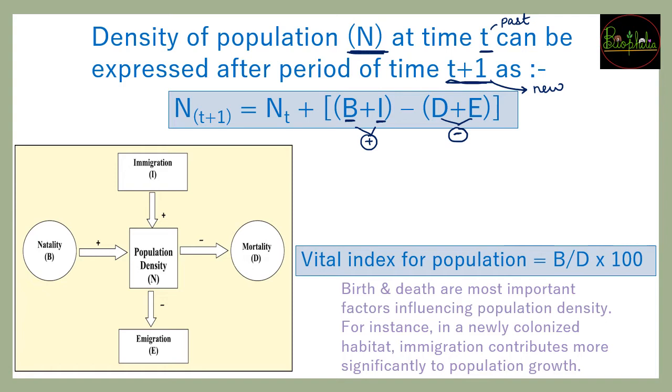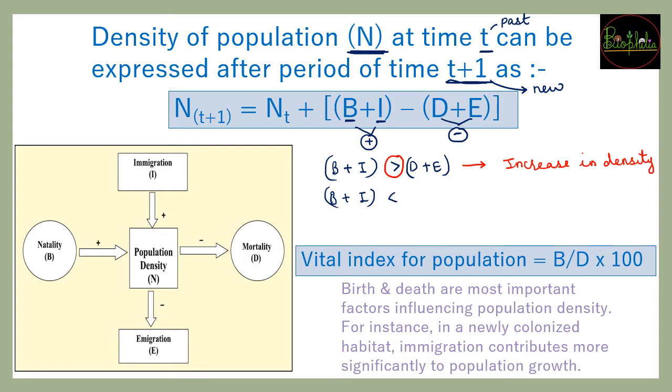So here you can have two conditions. If B plus I is more than the deaths and emigration, then what is going to happen? Once the births and immigration are more, the population is going to increase, so there will be an increase in density. And once the case is opposite, where the births and immigration are lower than the deaths and emigration, the population density is going to decrease.